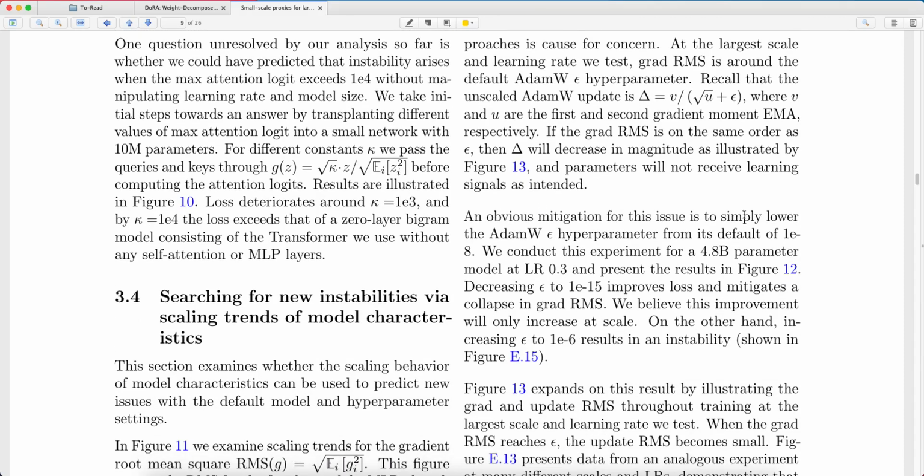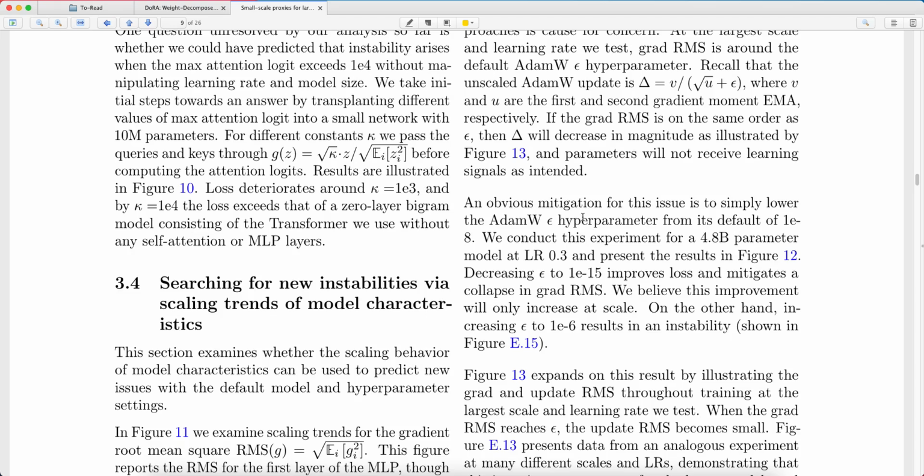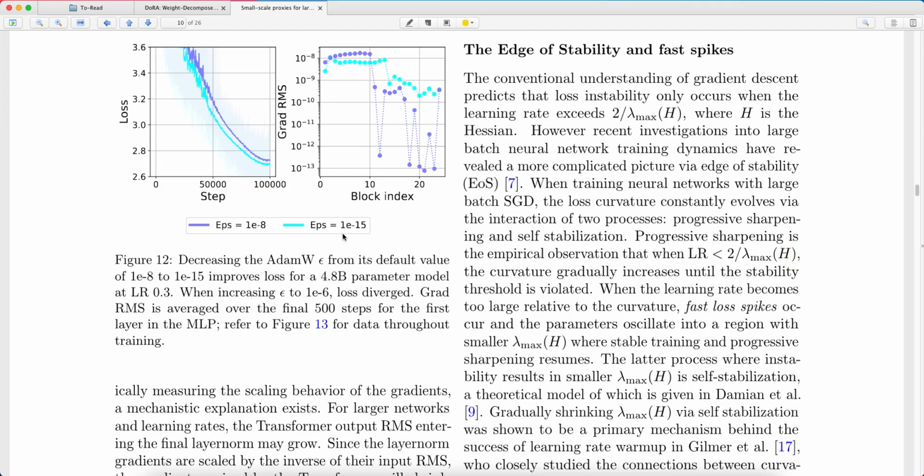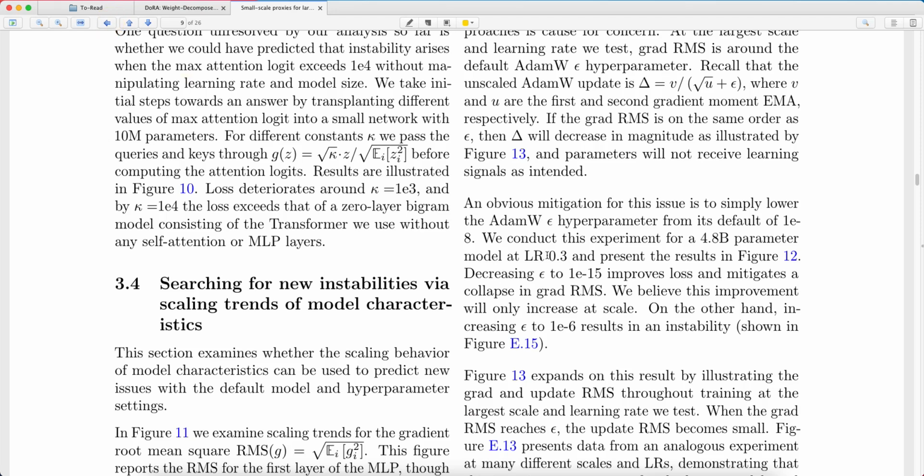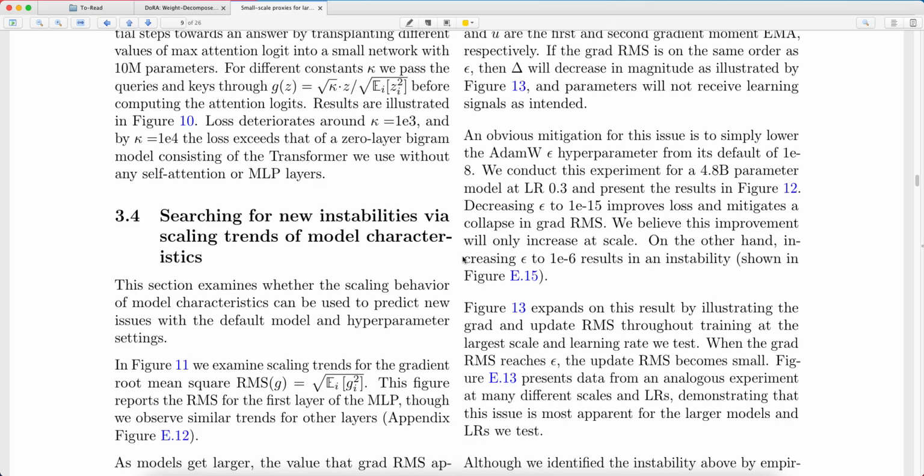An obvious mitigation for this issue is to simply lower the AdamW epsilon hyperparameter from its default of 1e-8. We conduct this experiment for a 4.8 billion parameter model. Decreasing epsilon improves loss and mitigates the collapse in grad RMS. So blue avoids the collapse of the gradient norm, and it also decreases the loss. We believe this improvement will only increase at scale.